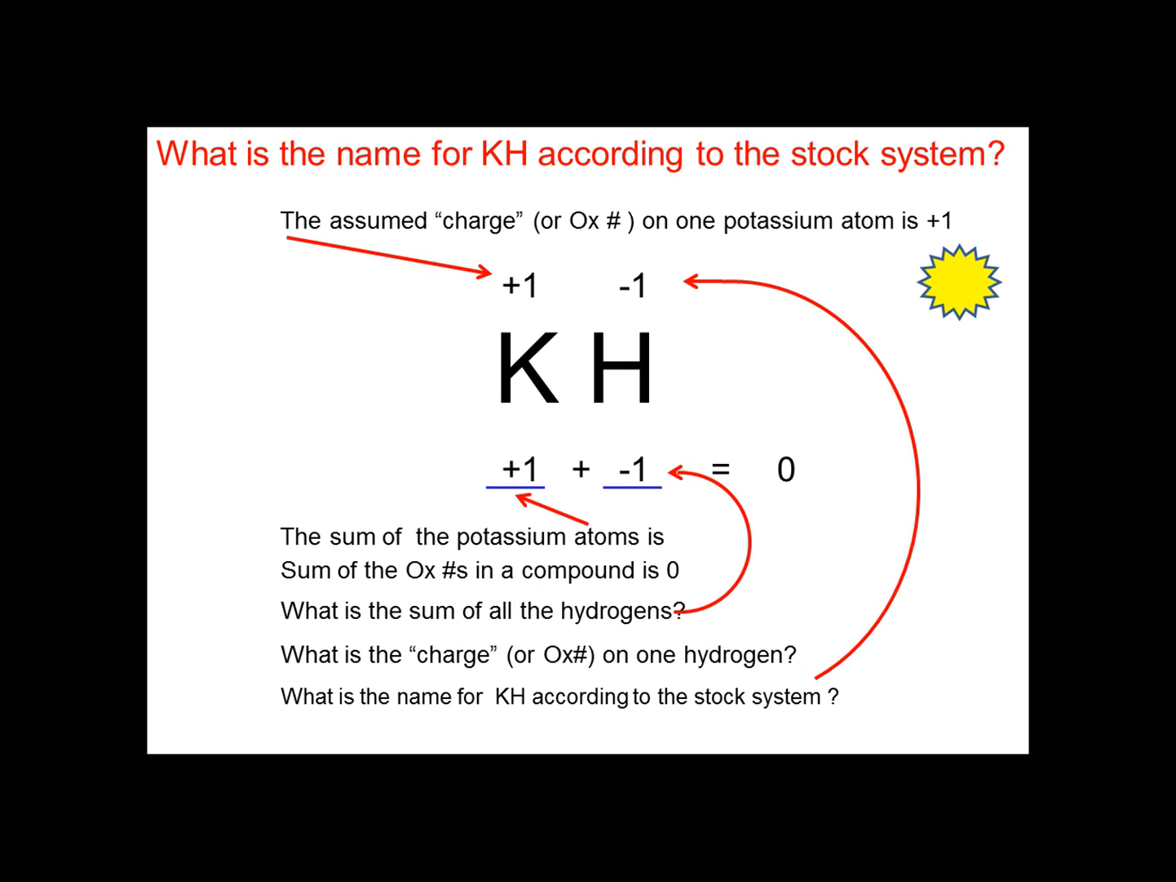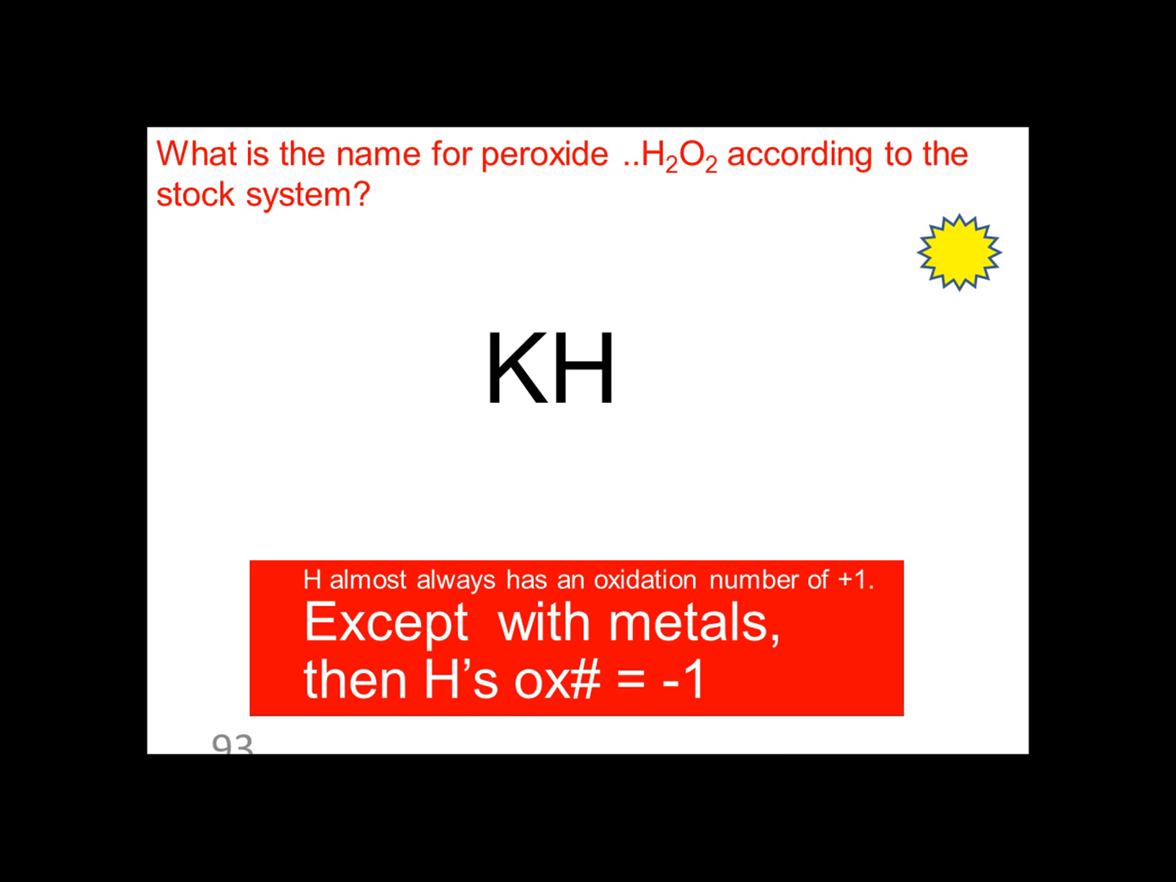When it combines with metals, its oxidation state is minus 1. Any other time, the oxidation state of hydrogen is plus 1. So the name for this chemical is potassium hydride. Hence the rule, again: hydrogen almost always has an oxidation state of +1, except with metals, then it's -1.